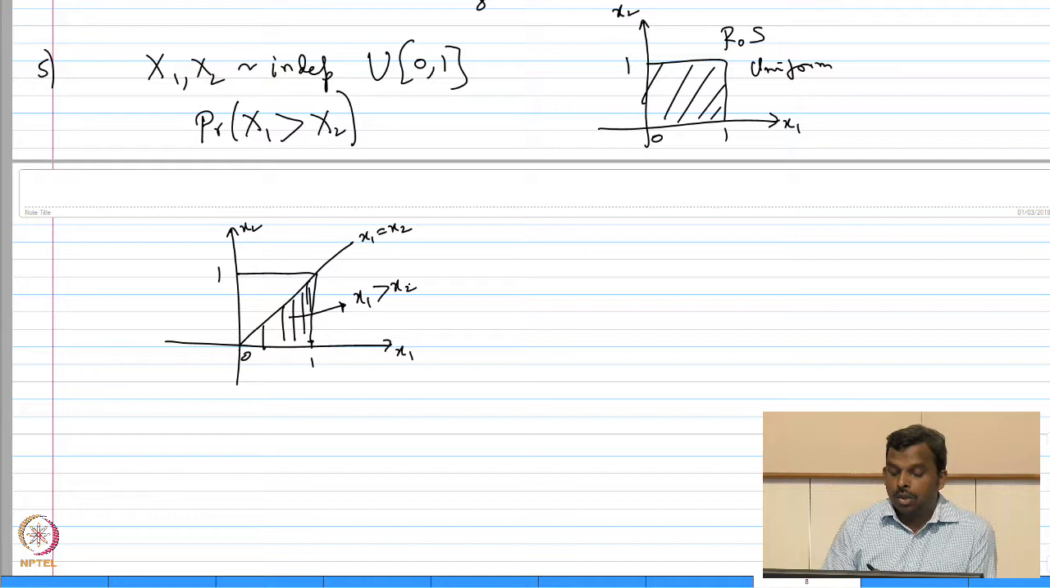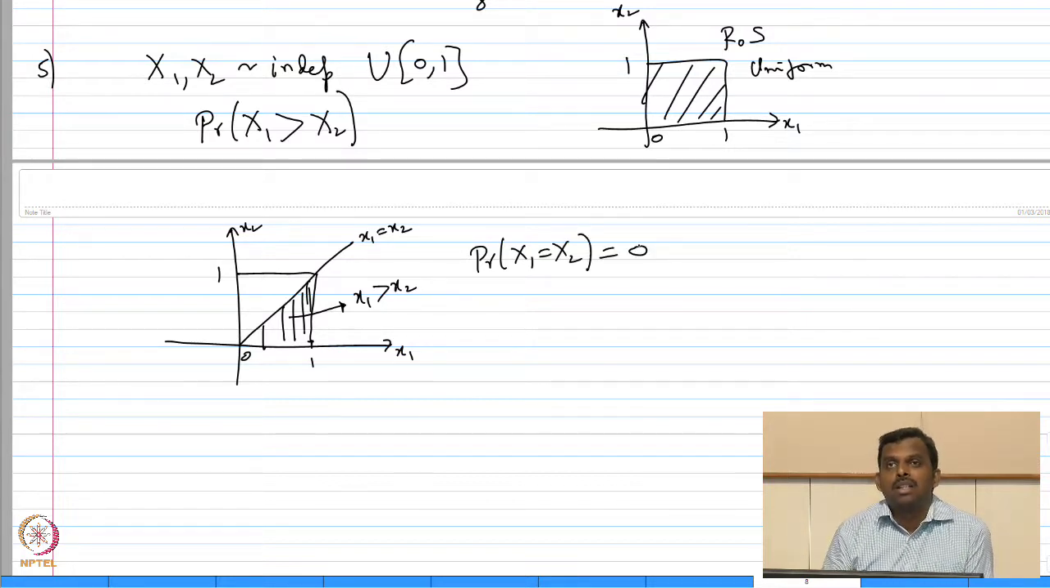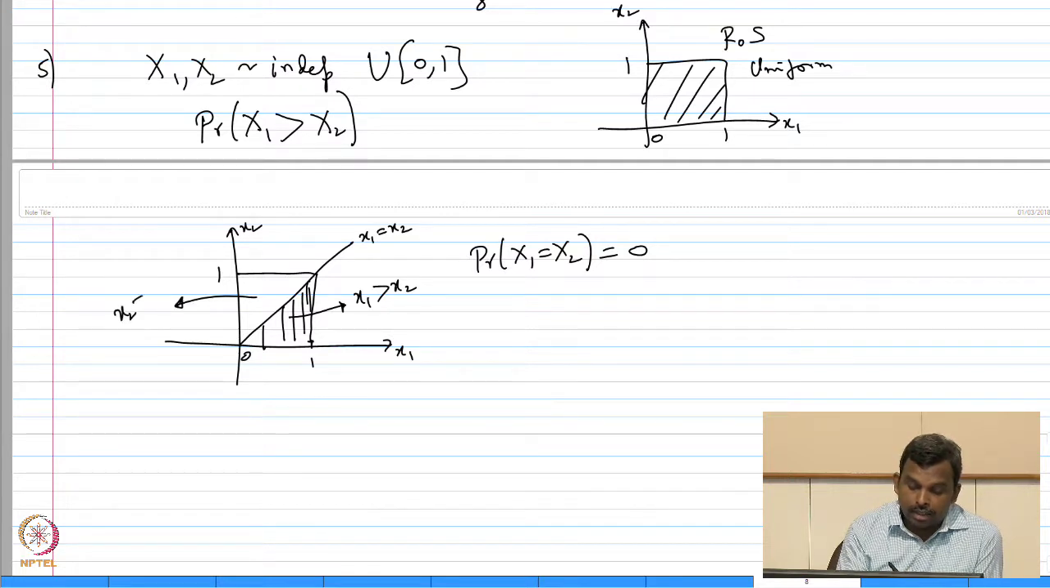A couple of things to remember about these continuous distributions: the probability that x1 equals x2 is actually 0. Think about why that has to be true. You have infinite precision real-valued distributions, and taking two different real numbers, you cannot have x1 equal to x2 with non-zero probability. So this will be 0 probability. And x1 and x2 are independent. They're both the same. Whether you change x1 or x2, nothing is going to change. So if you look at it carefully, this region is x1 greater than x2. What about this region? This region is x2 greater than x1.